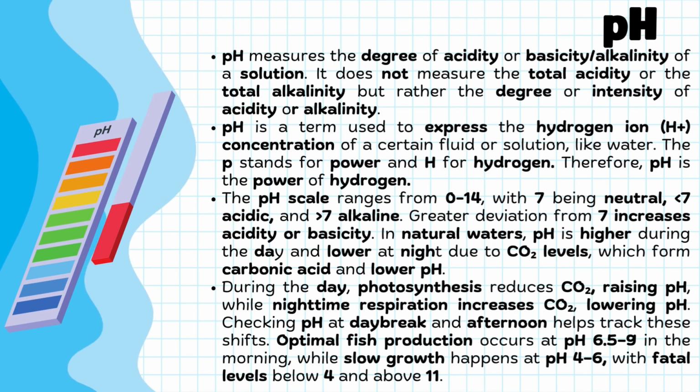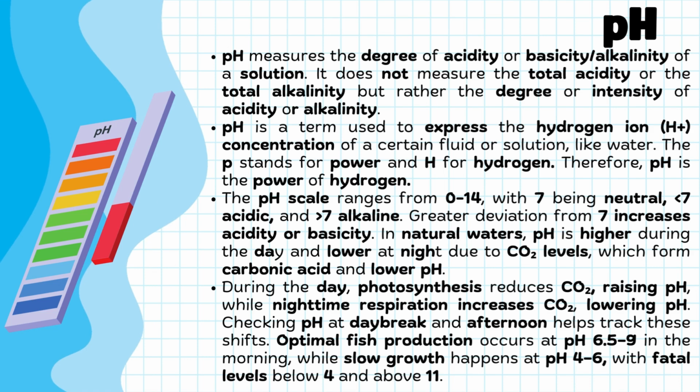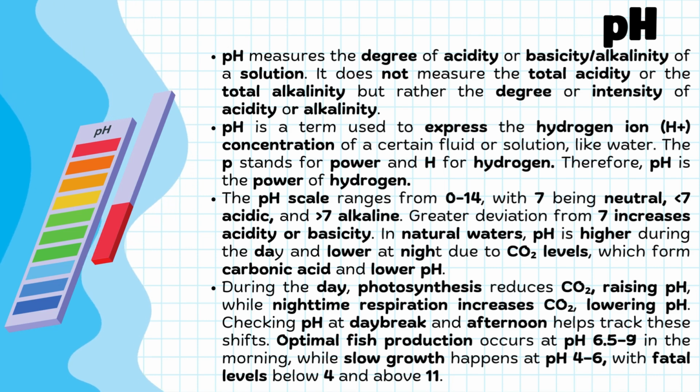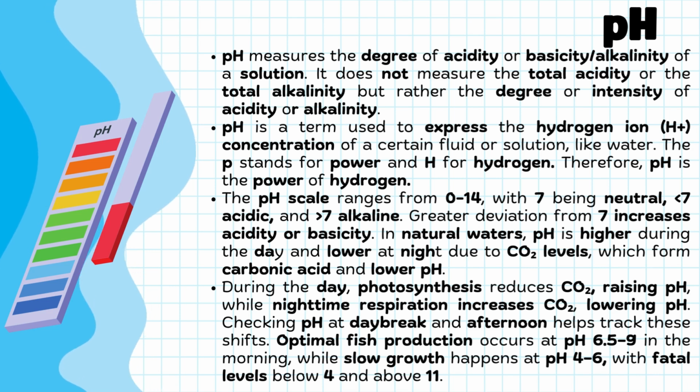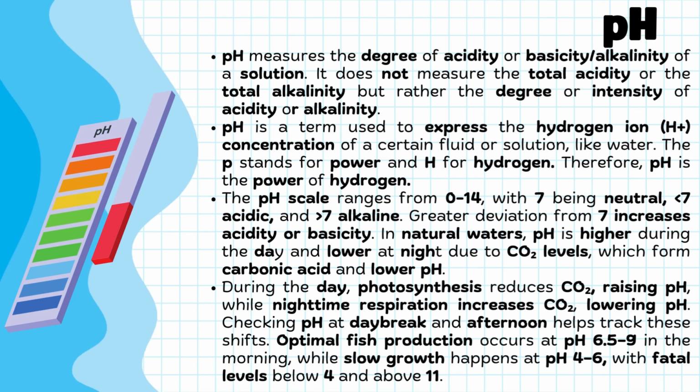It is a vital factor in water quality, influencing fish health and overall aquatic balance. So let's talk about the scale of the pH. It ranges from 0 to 14, where pH 7 is neutral, an equal balance of hydrogen ion donors and acceptors.